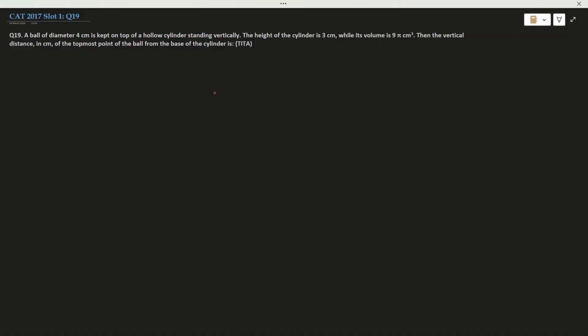A ball of diameter 4 centimeter. There is a ball whose diameter is 4 centimeter. Okay, and when it is being said that there is a ball, the ball is basically a sphere, is kept on the top of a hollow cylinder. Please be mindful of the word hollow cylinder, standing vertically. So let's say this is the hollow, means empty, cylinder. Okay, this is the cylinder. Alright guys, and the height of the cylinder is given as 3 centimeters.